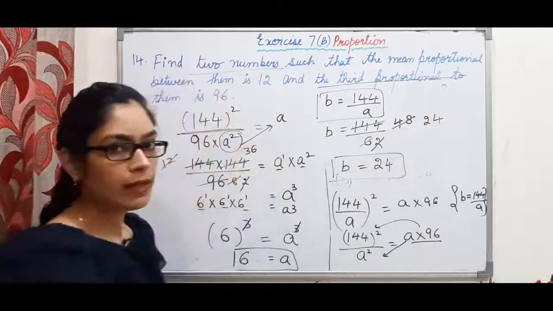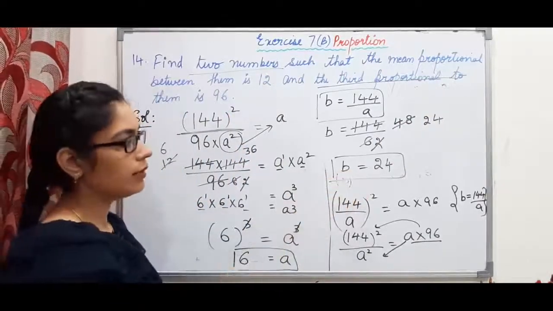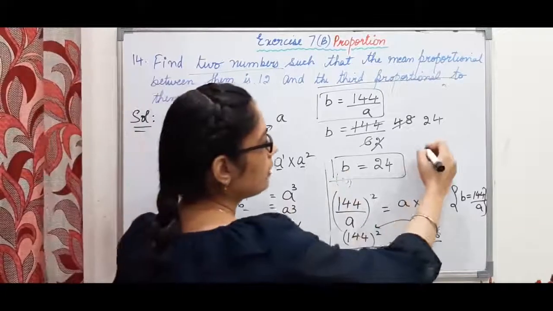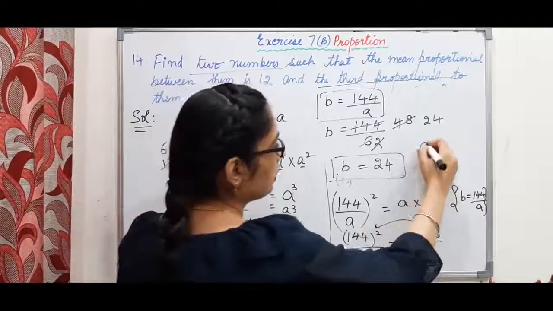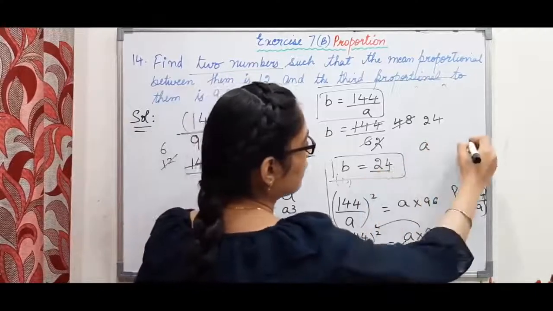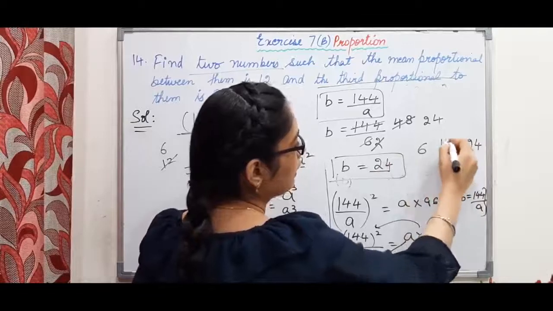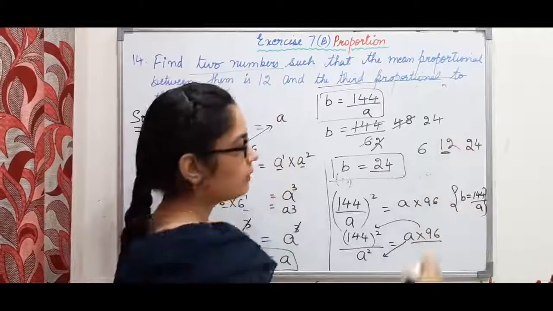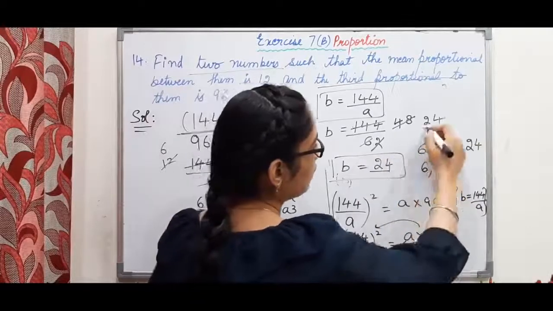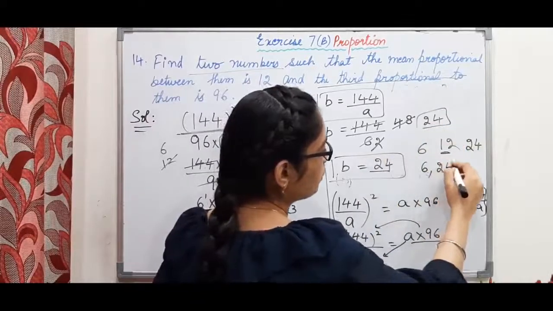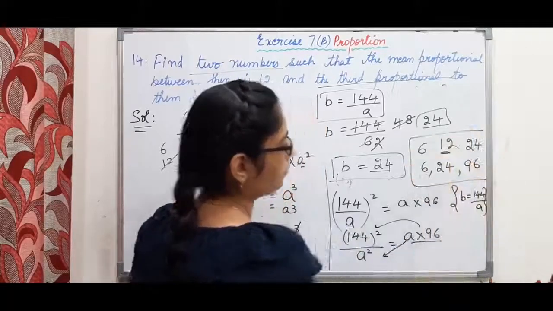So the value of A is 6 and B is 24, and you can check also. If you write these two terms in this way, A as the first proportional and B as the third proportional, then their mean you will get as 12. In the same way, if you write 6 as first and 24 as mean proportional, then the third proportional you will get is 96.